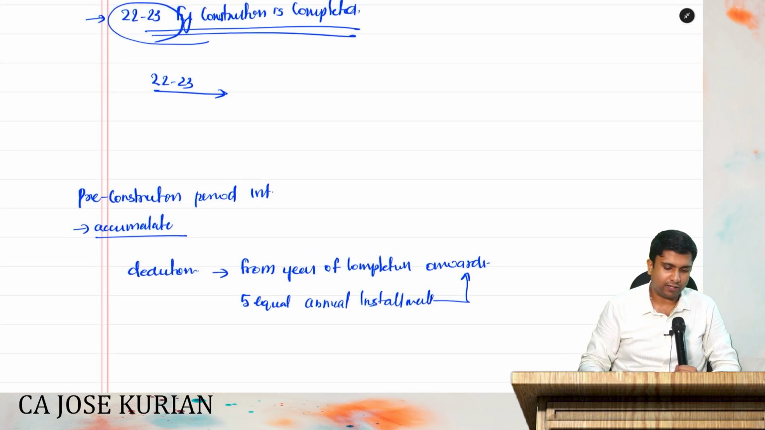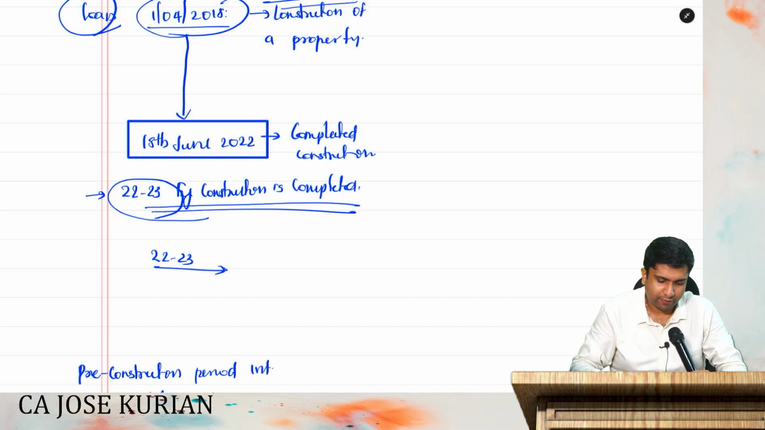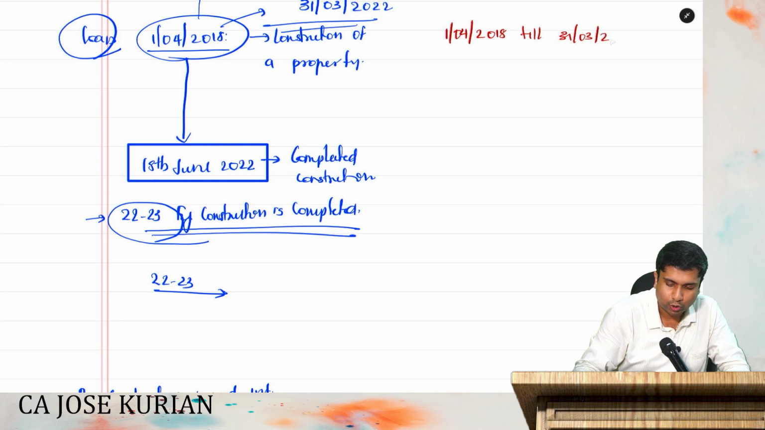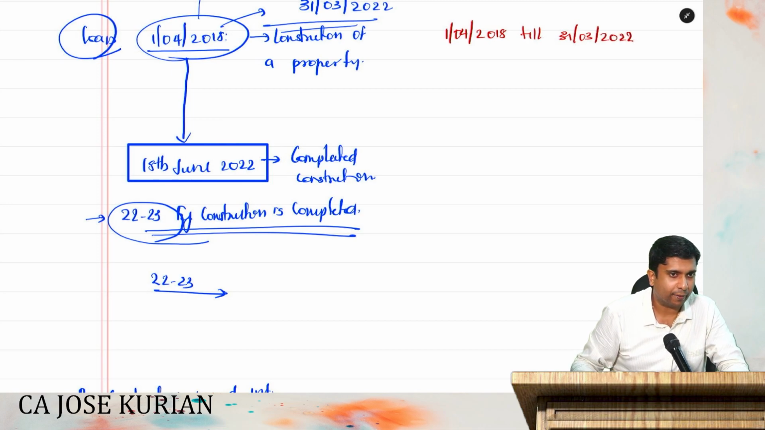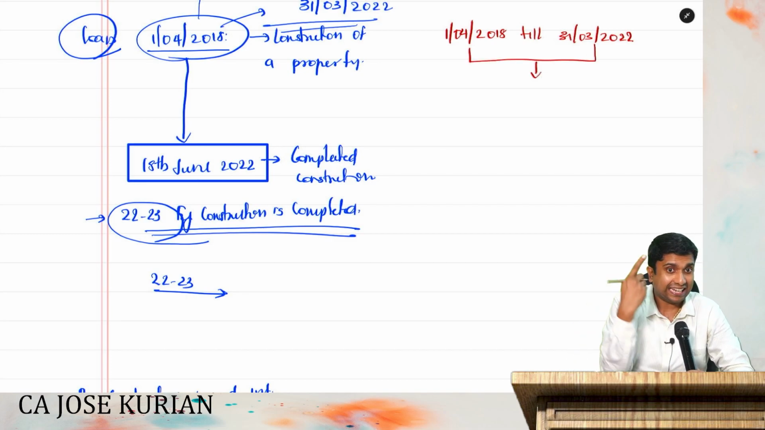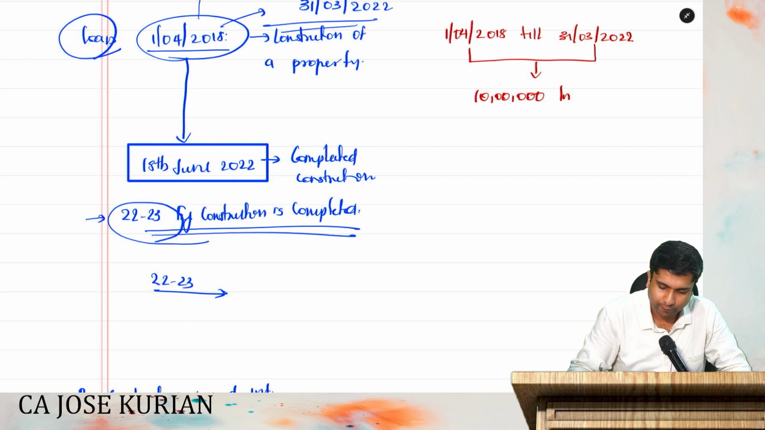Let's come back to our example. In the example which we have discussed, the pre-construction period started from 1st April 2018 and ends with 31st March 2022. Hope you remember. Are you all with me? For the entire interest during this period, you have to accumulate till the year of completion. Say the interest amount is 10 lakh rupees.